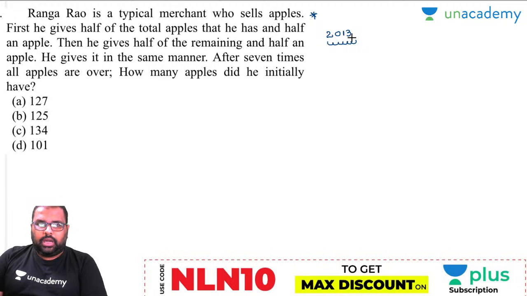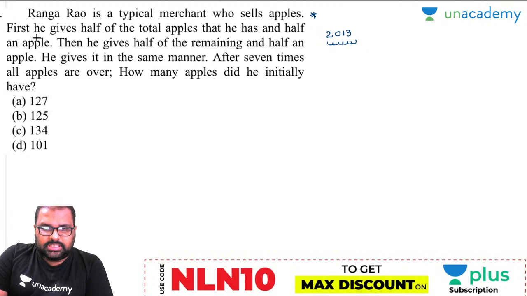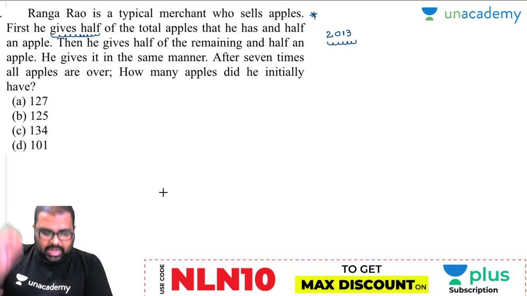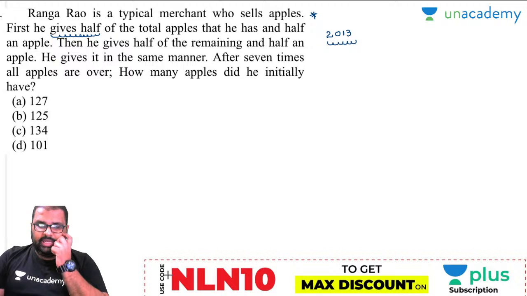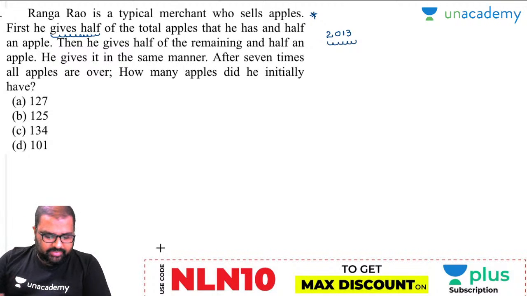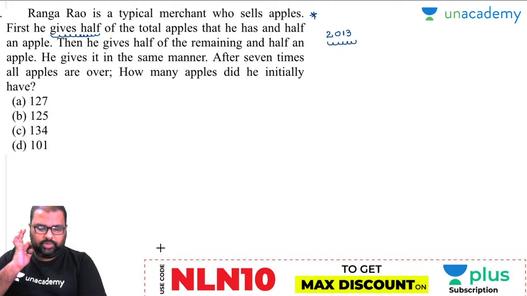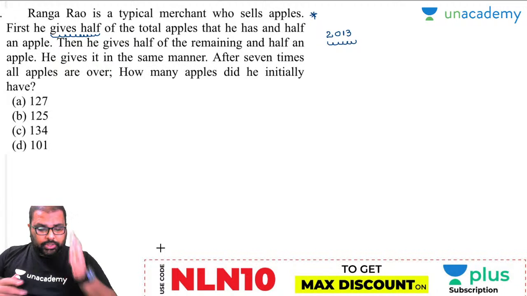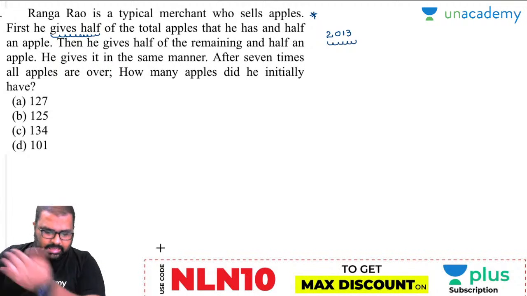Now look, Rangarao is a typical merchant who sells apples. First, he gives half of the total apples that he has and half an apple. Then he gives half of the remaining and half an apple. He gives in the same manner. After 7 times all apples are over. How many apples did he initially have is the question asked. Yes, Arthvik, very good. Now look here, you don't know how many apples are there in the basket.